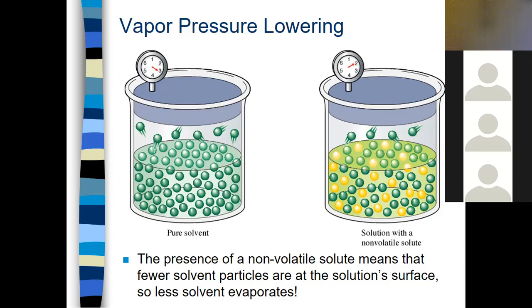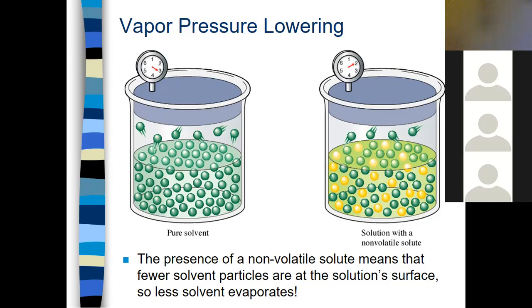On the left, you see a container with pure liquid, pure solvent. Those little green balls are the particles of the pure solvent. It's a volatile solvent, so some of it evaporates. There's a lid on the container, so it reaches equilibrium, and there's a vapor pressure. That vapor pressure is around 3 units, according to the meter there.